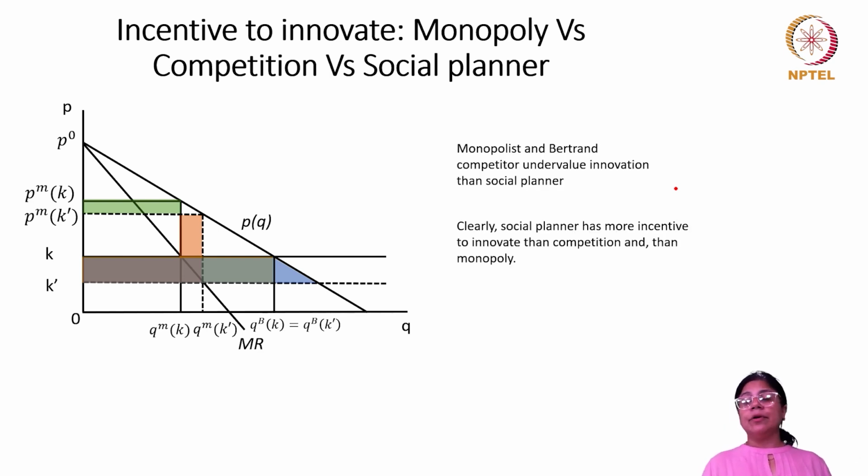One thing is very clear from this: if you look at it, the monopolist and the Bertrand competitor are going to undervalue innovation as compared to a social planner, and the social planner has more incentive to innovate than both of them.